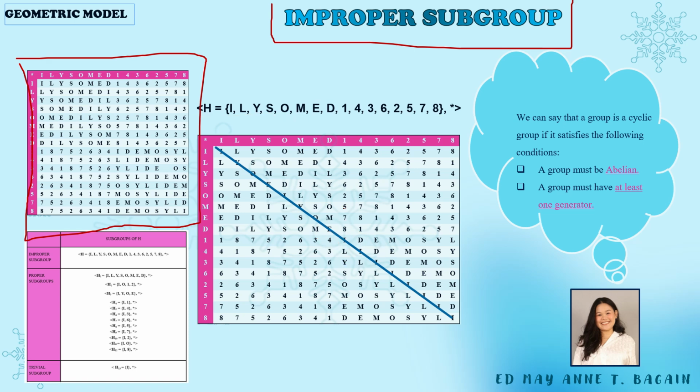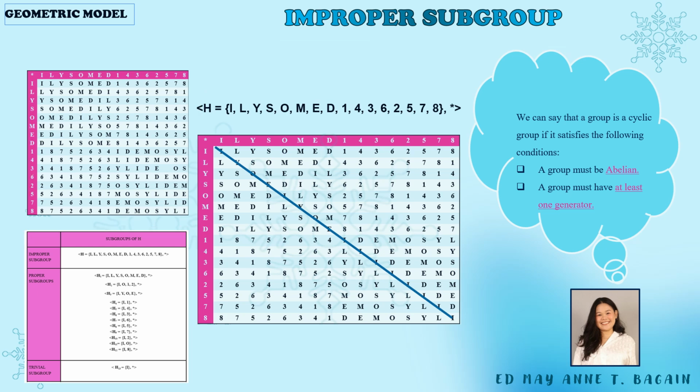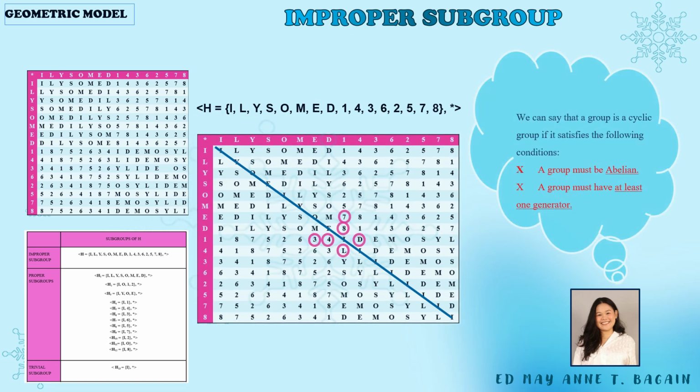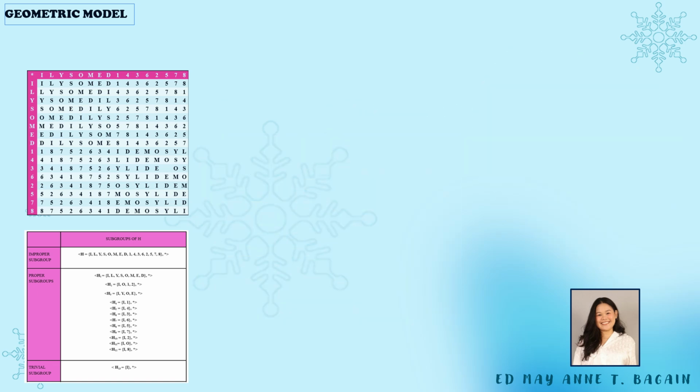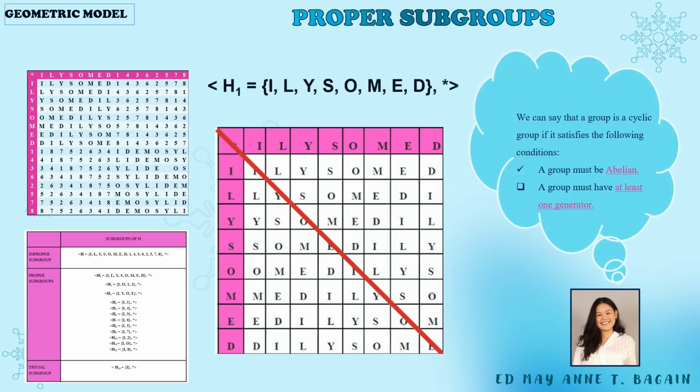Okay, so now we will be checking that a group must have at least one generator. As we can see, the 7, 8, the 3, 4, the D and L, it means it's not abelian, as I've discussed already. So because it's not abelian, it is not a cyclic group. So now we will be moving to the next topic.